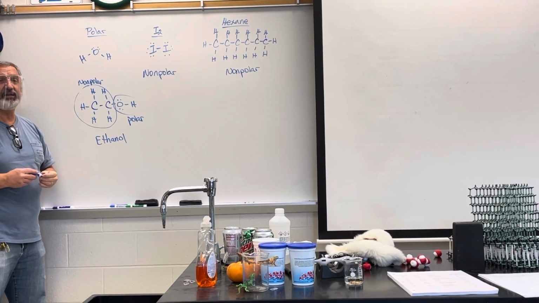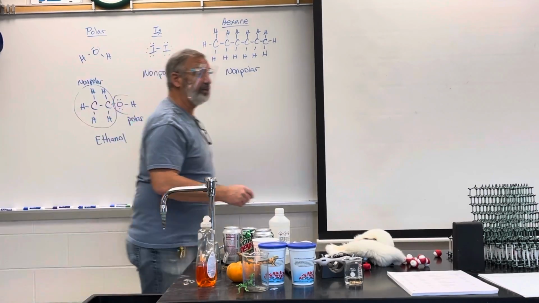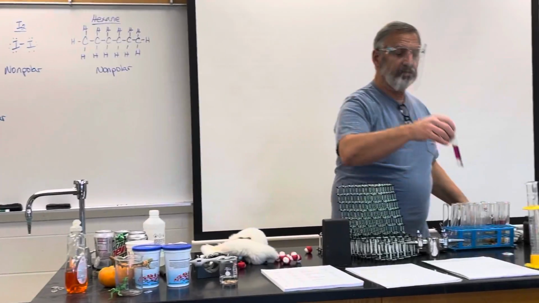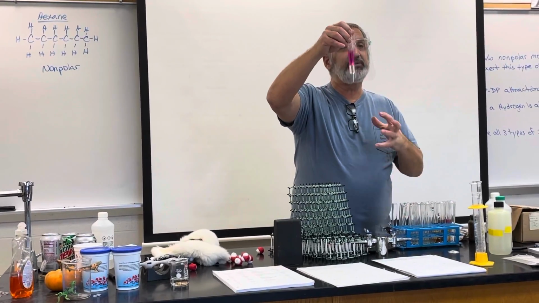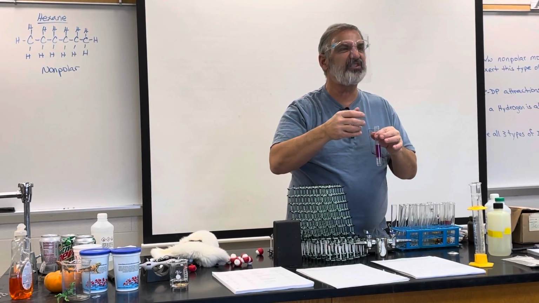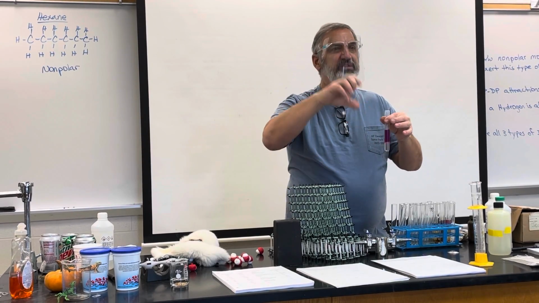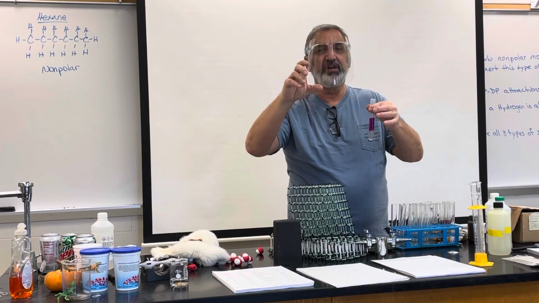So this right here is what we call an emulsion. Two liquids that aren't soluble in one another. It's an emulsion, like Italian salad dressing. You got to shake it up right before you pour it because the oil and the vinegar don't mix.